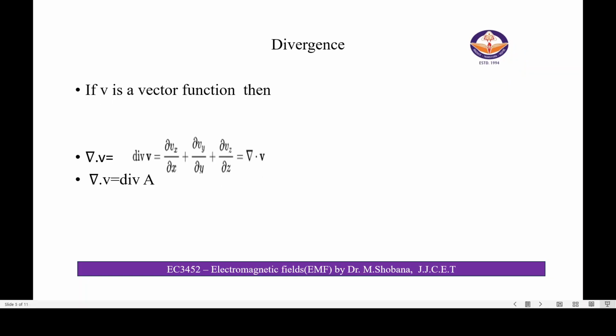Now let us see what divergence is. If v is a vector function, then we can define the divergence of v as del dot v. So del dot v, the divergence of v, is equal to ∂Vx/∂x plus ∂Vy/∂y plus ∂Vz/∂z.